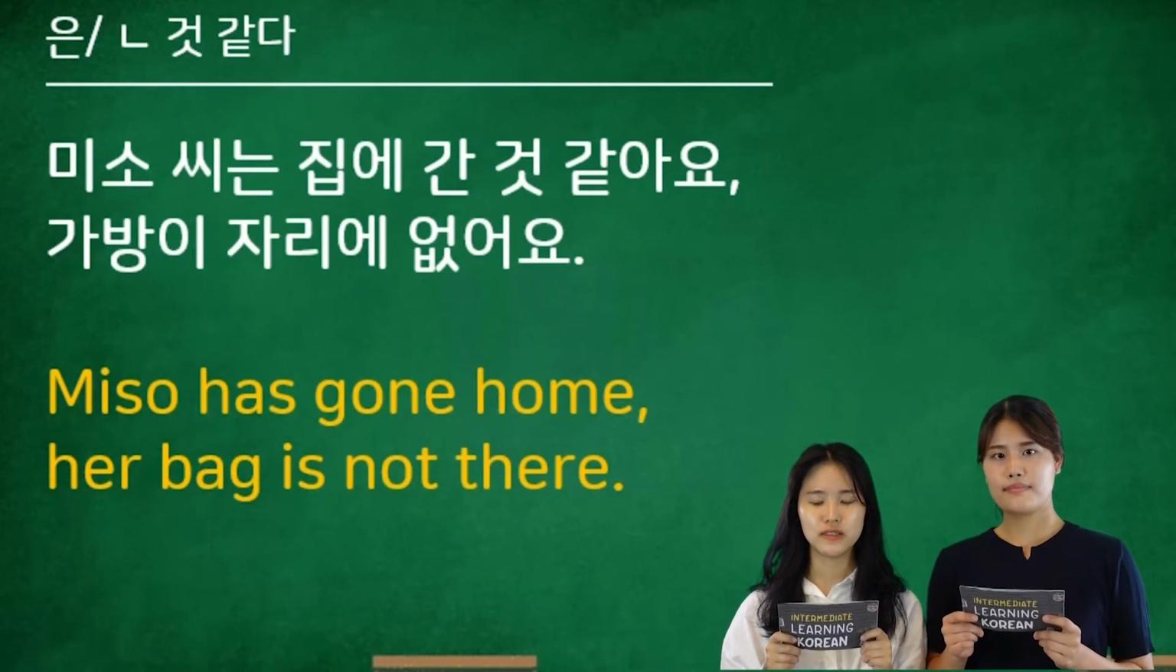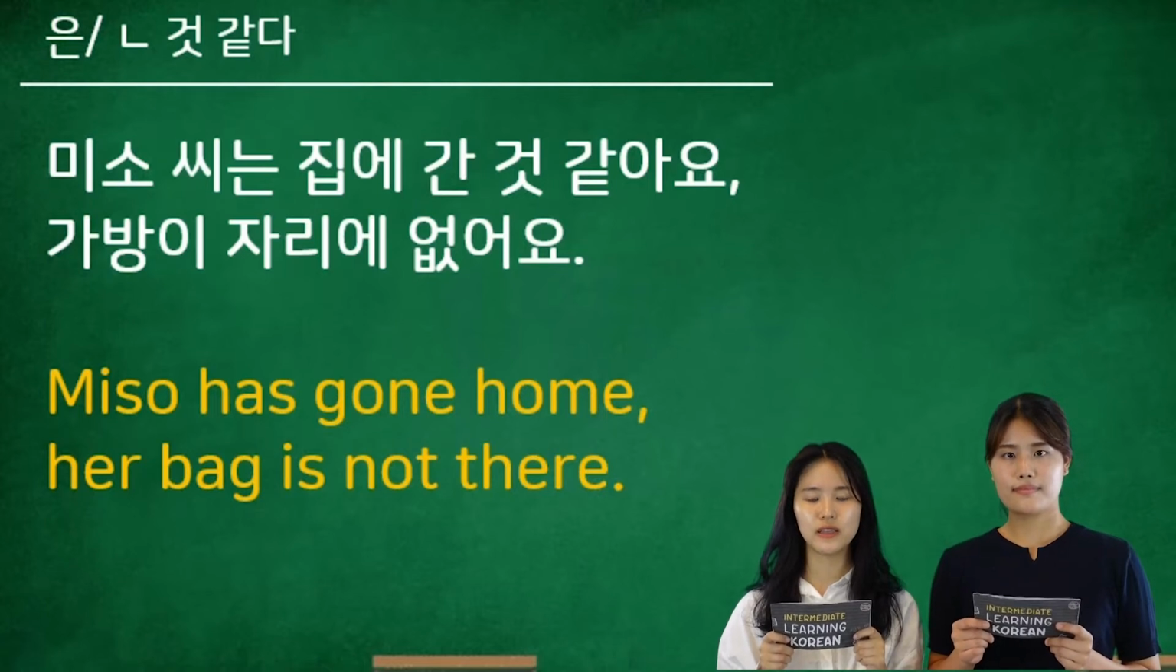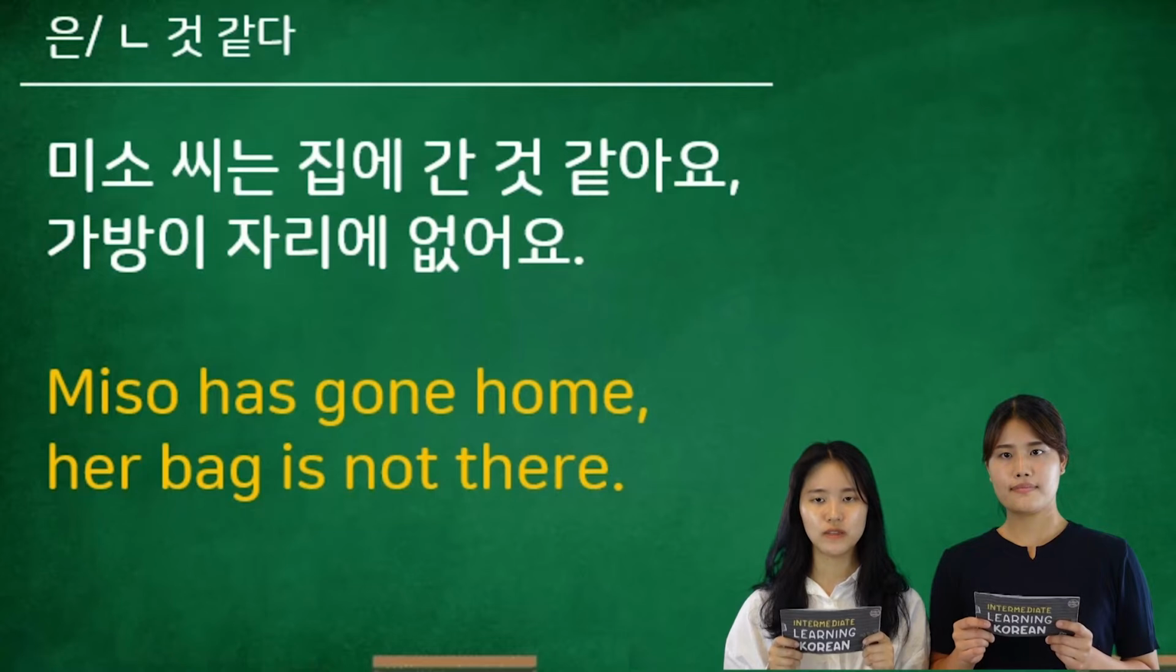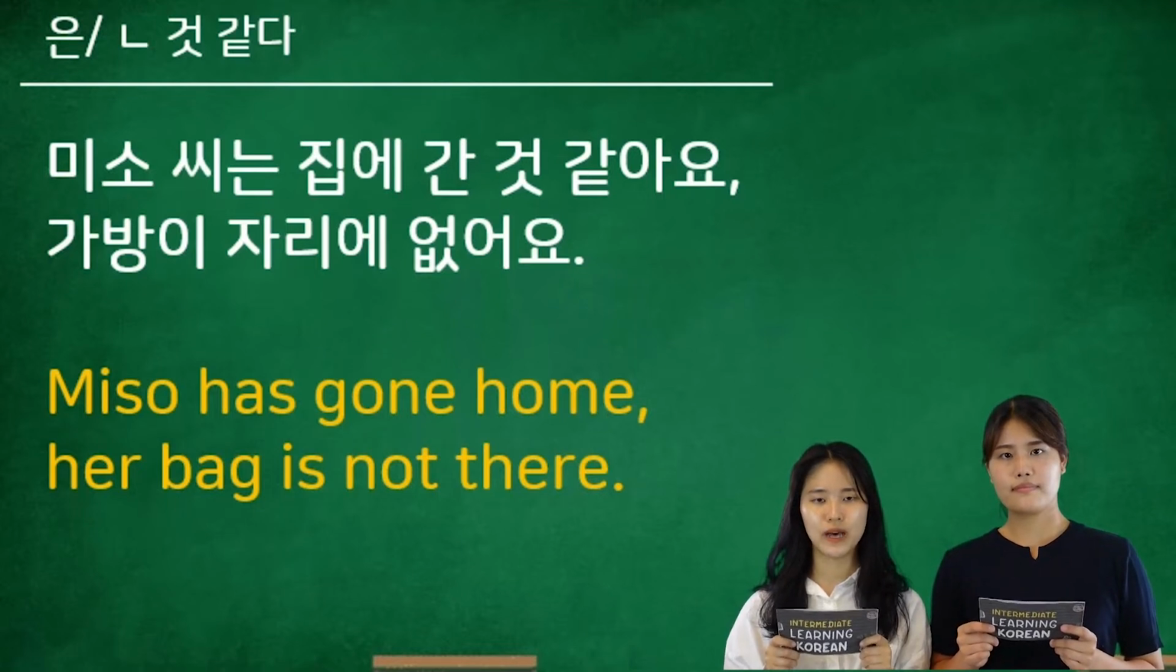For example, there is a sentence like this. 미소 씨는 집에 간 것 같아요. 가방이 자리에 없어요. The meaning of this sentence is that 미소 has gone home, her bag is not there. We can say 간 것 같아요 on the basis of 가방이 자리에 없어요.